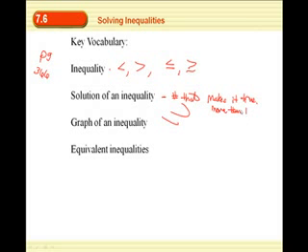Graph of an inequality. A graph of an inequality is shown on a number line, and we will do those. And equivalent inequalities are kind of a weird concept. Equivalent inequalities are inequalities that have the same solution.